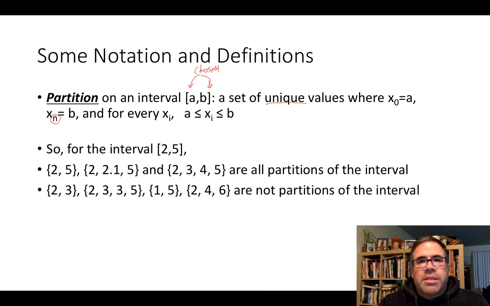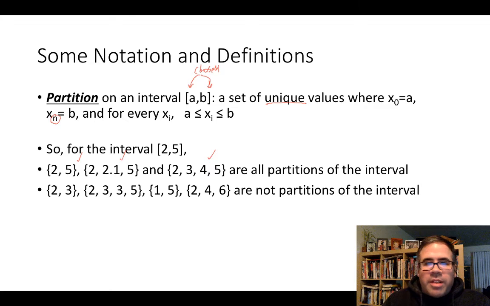A couple of examples. This isn't that difficult a concept. It's just a new word that we have to get used to using because it's important. So on this closed interval from 2 to 5, we have a couple of examples of partitions. Just the partition of 2 and 5, that's a valid partition. This one, 2, 4, 5, that's also a valid partition. 2, 3, 4, 5, that's a great partition.